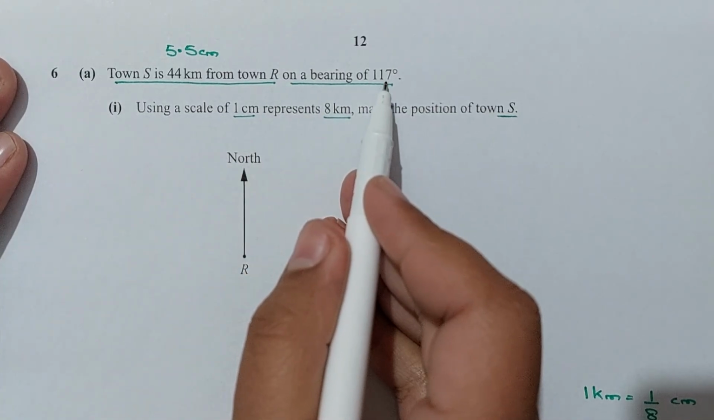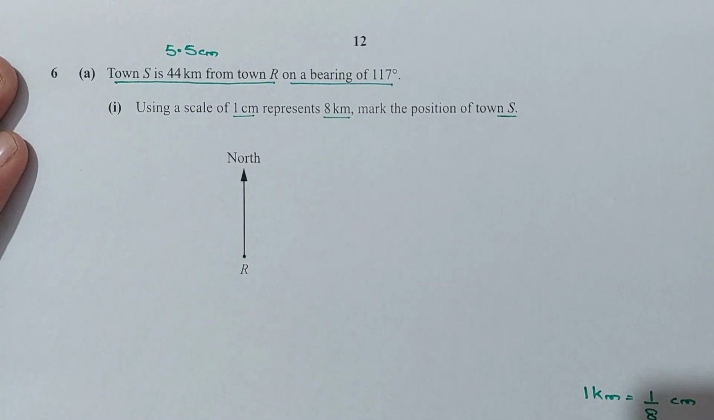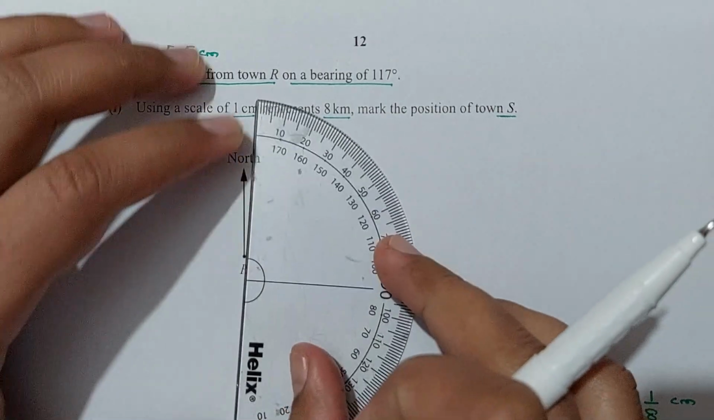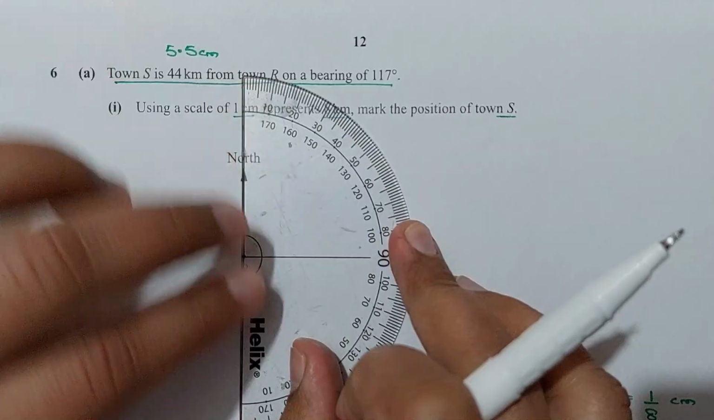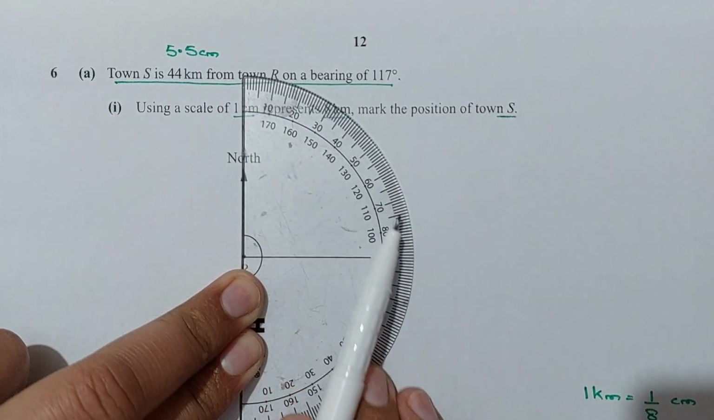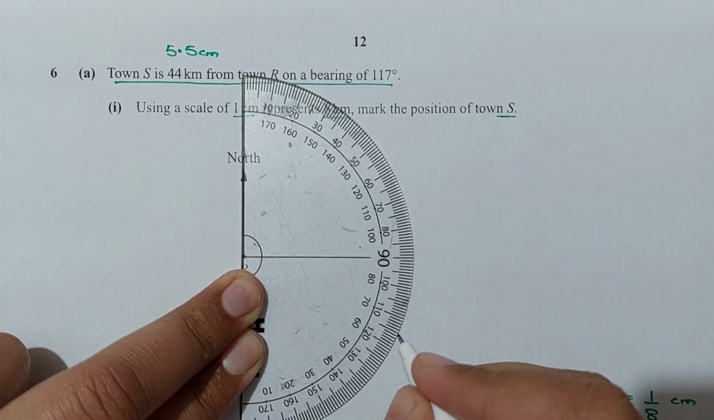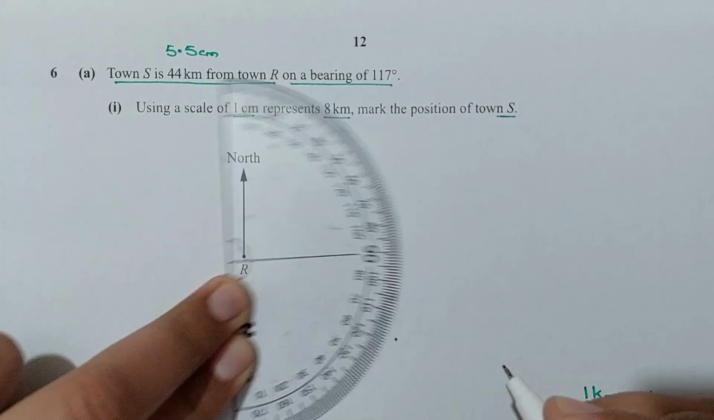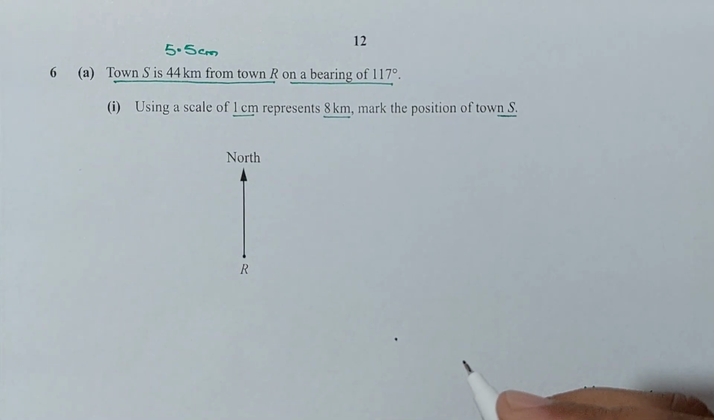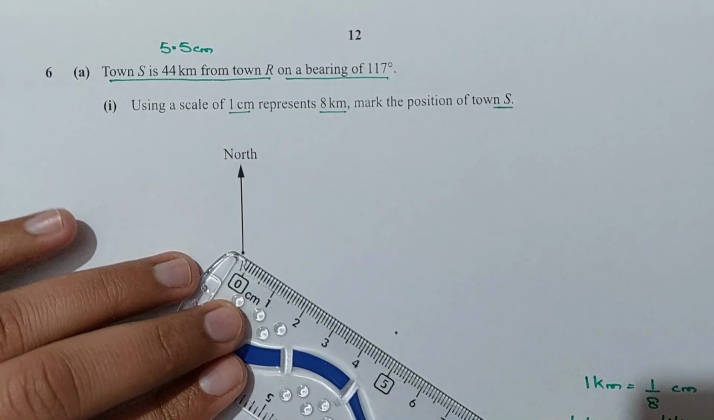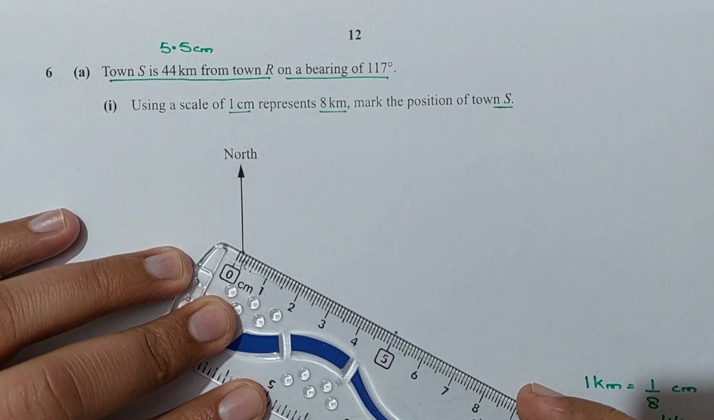And on the bearing of 117 degrees. So find out the bearing 117. From north to that line S would be 117. Okay, let me use the protractor and find out the bearing. So this bearing is 10, 20, 30, 40, 50 till 90. And this is 100, this is 110, this is 120. But we have to find 117, which is over here. All right, and the length of that line should be 5.5 centimeters. Okay, we have to join these two.